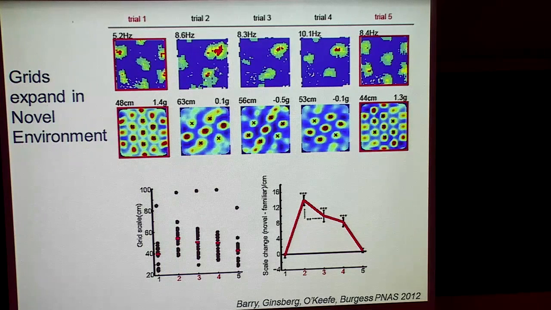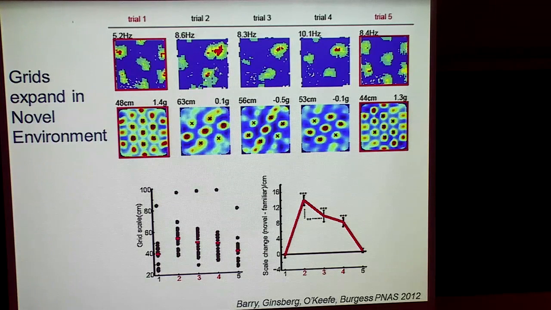So Caswell, and I guess I agree to some extent, although I'm still a little skeptical about this, because I really do like the idea that the grids are providing some sort of universal metric. Caswell and Neil Burgess also think that this is acting as a kind of familiarity signal, so that the change in the scale of the grids, and as I'll show you in a second, the change in the LFP that's recorded at the same time, are actually reflecting the novelty or the familiarity of the environment. This is a little uncomfortable because we would really like this not to happen.